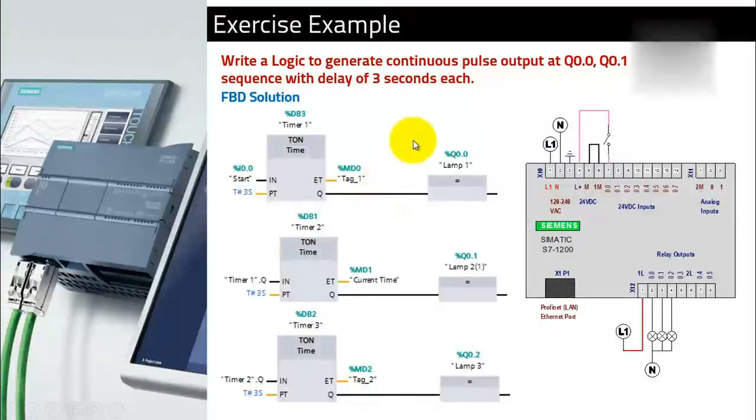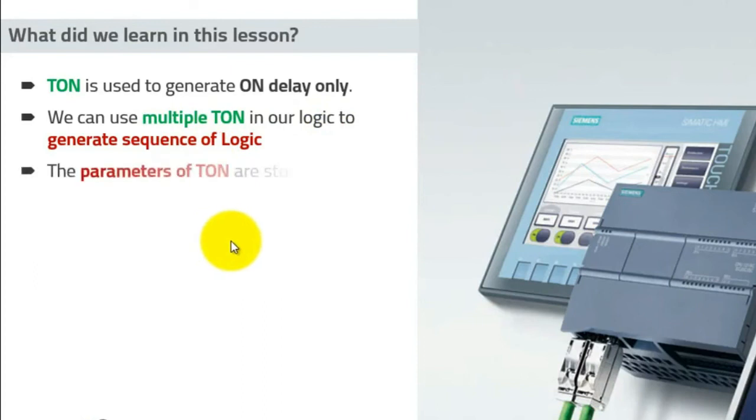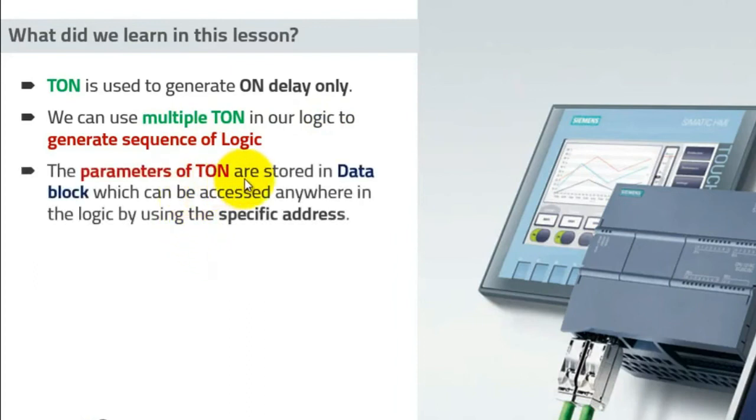So this is about the timer on delay. So let's review this lesson. We have learned that the TON is used to generate on delay only. Okay, just on delay. And we can use multiple TONs in our logic to generate a sequence of logics. We have seen in the example, the parameters of TON are stored in a data block which can be accessed anywhere in the logic by using the specific address. Here we are talking about timer 1.Q, which we have used in further ladders in the contact bits. So you can use that anywhere in your logic. So this is pretty much the application of using a data block.